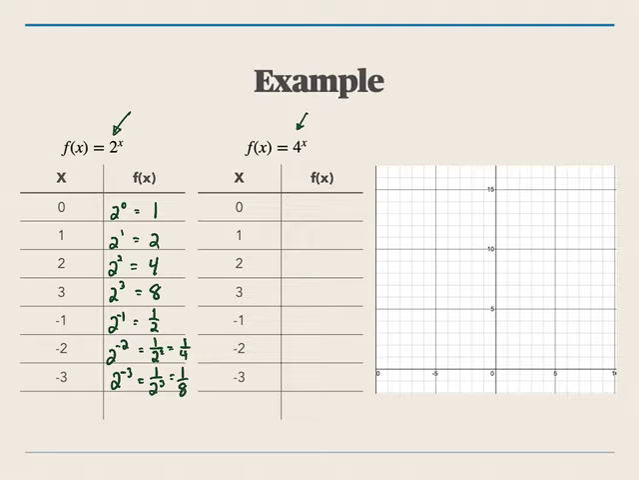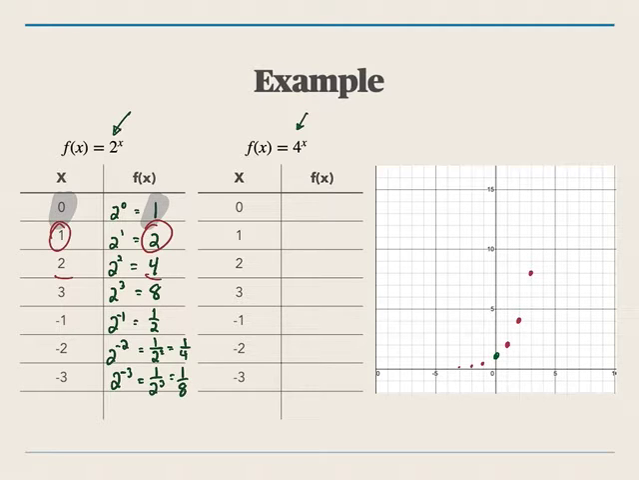So our first point is at 0, 1. So 0, 1 is right about there. Second point we have is 1, 2. So at 1 we're at 2 right there. And then at 2 we're at 4. So 1, 2, 4 right there. And 3, 8 right about there. Negative 1 gives us 1/2. Negative 2 gives us 1/4. Negative 3 gives us 1/8.